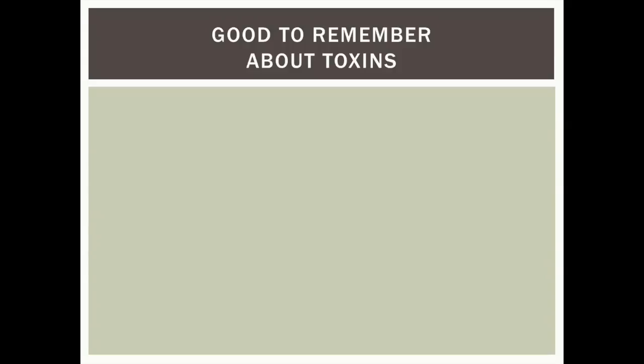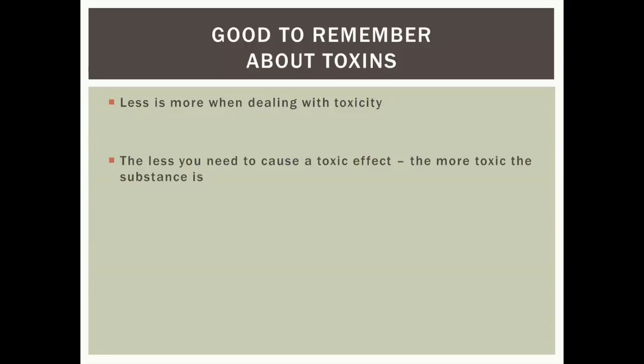Here are some points to remember about toxins. Less is more when dealing with toxicity. By that we mean the less you need to cause a toxic effect, the more toxic the substance is. Therefore, if one toxin has a median lethal dose of 25 milligrams per kilogram, it's more toxic than another toxin which has a median lethal dose of 7,000 milligrams per kilogram.